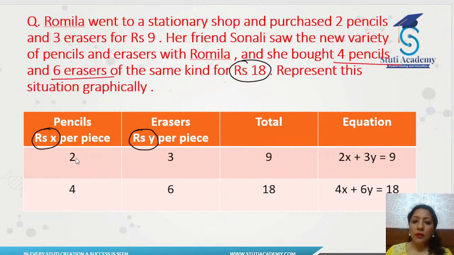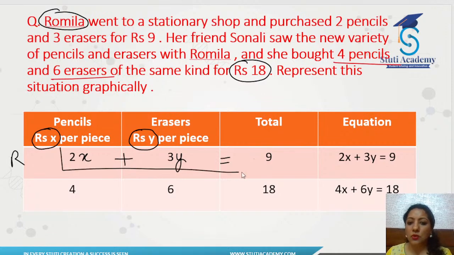Now in the first case, let's talk about Romila's case. Romila has purchased 2 pencils and 3 erasers. If she purchases 2 pencils and 3 erasers, we know 1 pencil is costing x rupees, so she is going to spend 2x rupees on pencils. Also she is going to spend 3y rupees on erasers. She's purchasing 3 erasers, 1 eraser is costing y rupees. Now in all, I'm adding here, she's spending 9 rupees. So we have got this equation, 2x plus 3y is equal to 9. So this is one equation we've got.